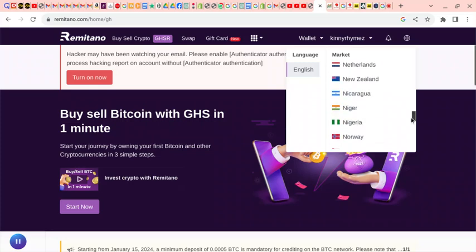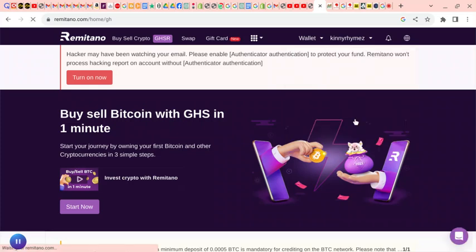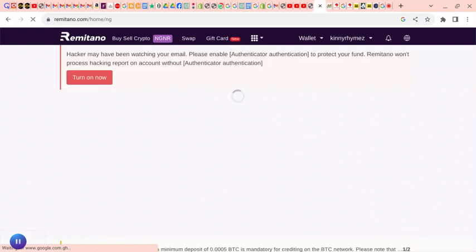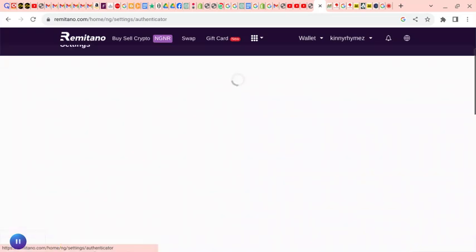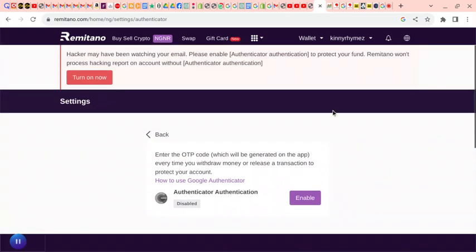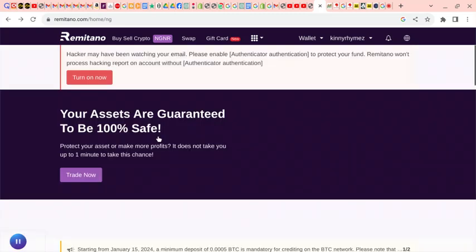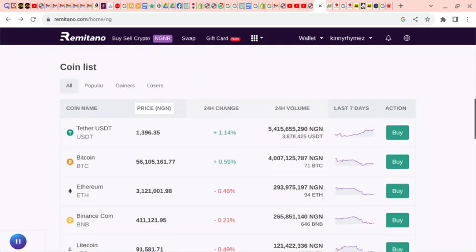I want you to see everything. Yeah. So Nigeria, you see Nigeria. So you see that the currency will change towards naira. Let me count down for you to see. Back. You see that the currency has changed to naira. So right now on this platform, the USDT rate is 1,396 naira. You see that? Yeah, it's naira.